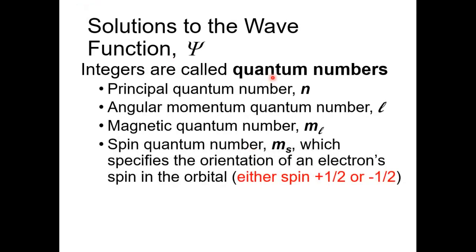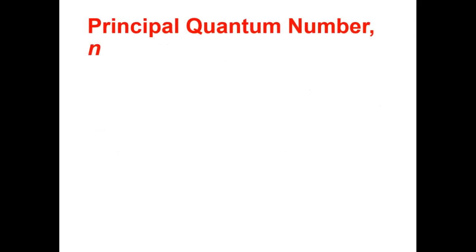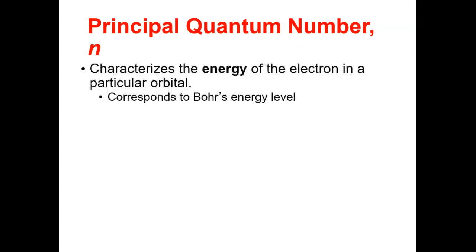So again, quantum numbers, there are four of them. We're going to go through each one. Maybe not the spin quantum number so much right now. That will be more applicable when we start writing what are called electron configurations. But just to learn about orbitals, we're going to talk about the principal quantum number, the angular momentum quantum number, and the magnetic quantum number.